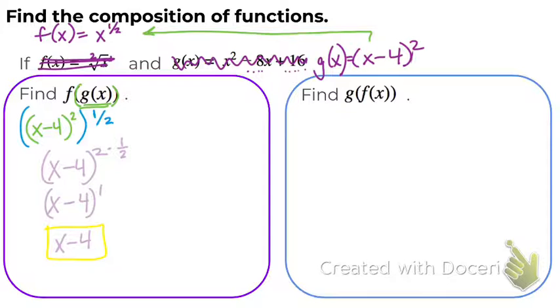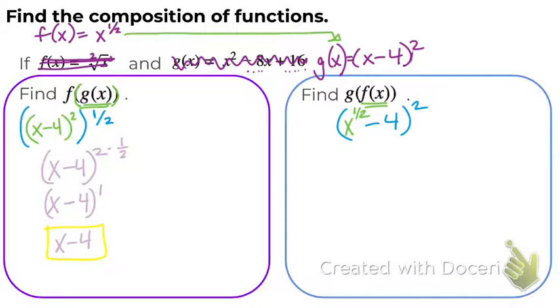Now let's look at the next one. For this one, we are going to substitute f of x into g of x. So I'm going to first write down g of x, which is x minus 4 squared. Now wherever there's an x, I'm going to substitute in f of x. So I'm going to erase that x, and I'm going to write x to the 1/2 power.